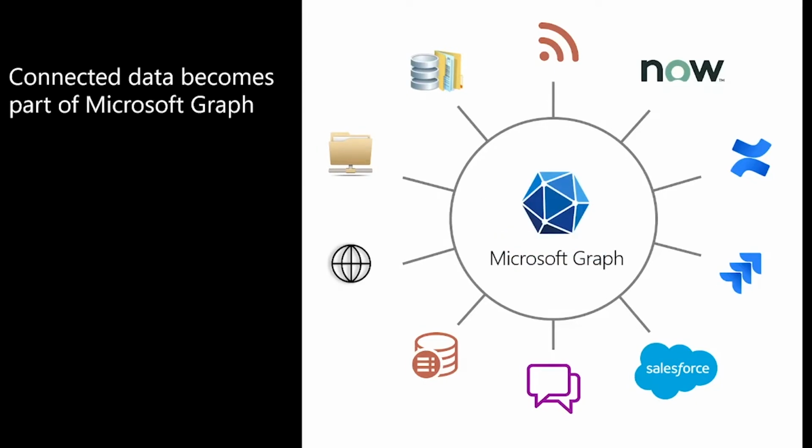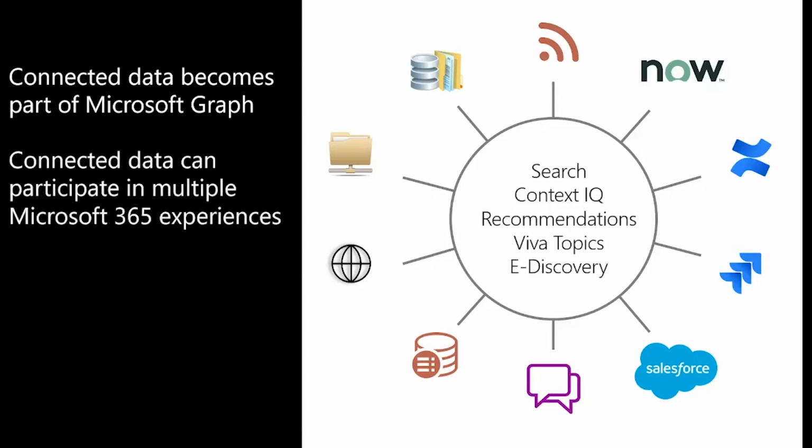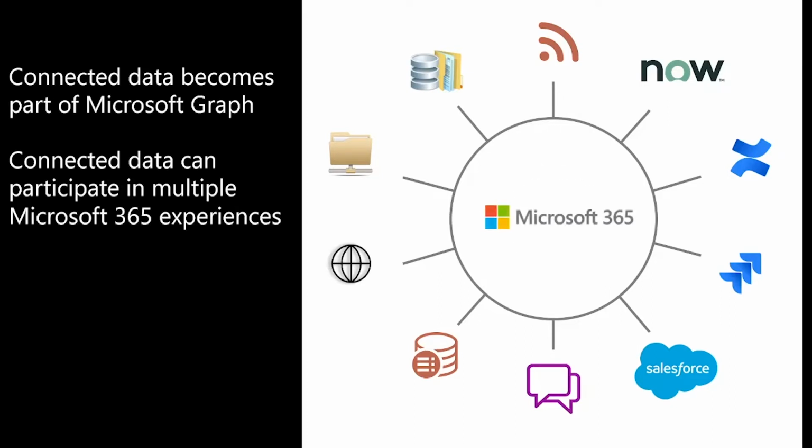But the story gets better. When data is connected to our platform, it's really indexed into the Microsoft Graph, which is the underlying data fabric that powers many Microsoft 365 experiences. What that means is that the connected data transcends the traditional search experience of a search box and 10 blue links, and it can participate in other experiences like Context IQ, content recommendations, Viva Topics, e-discovery, and more. So with this platform, you're really connecting your data to Microsoft 365 and not just search.